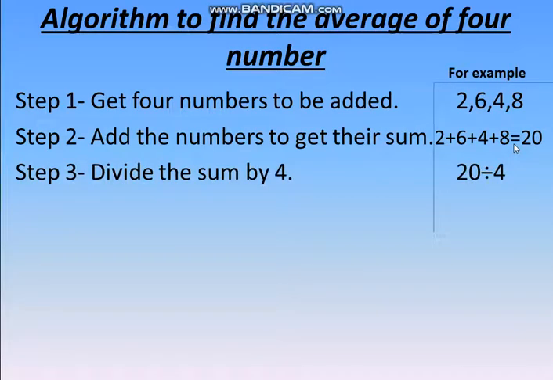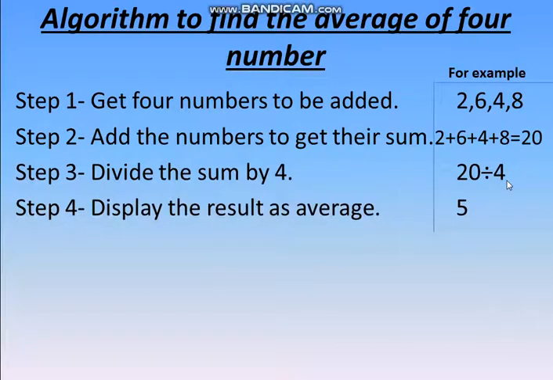Step 3, divide the sum by 4. That is the rule of average. We need to divide the sum by the total number. So here the sum is 20 and we are dividing it by 4. Then step 4 is display the result as average, that is 5. Here we have got the result 5. So here, my dear children, again what we are doing: get input, add, processing, divide, processing, display, output.